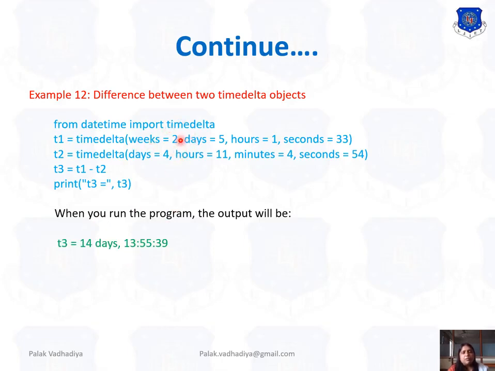See, if you approximately calculate 2 weeks, that equals almost 14 days, and 14 plus 5 is 19. When 19 minus 4, that is 15. Just roughly doing the subtraction, it is almost equivalent to 14 days, 13 hours, 55 minutes and 39 seconds. Alright.